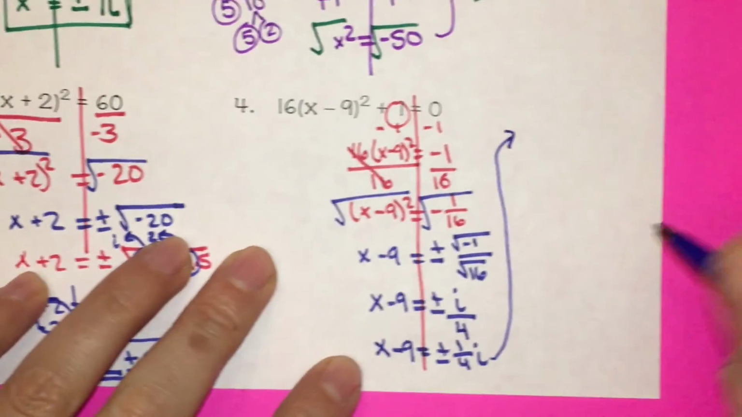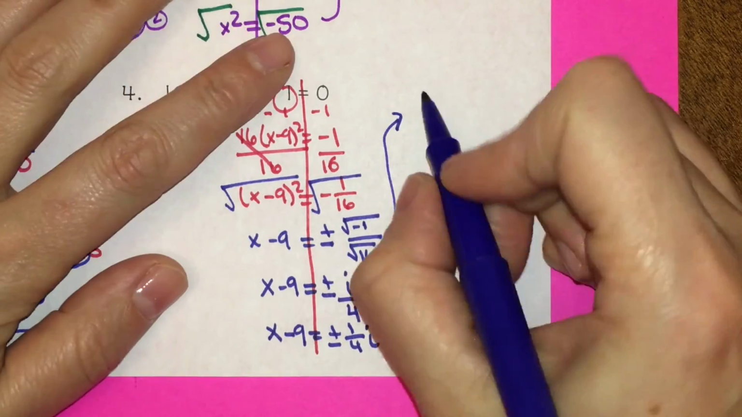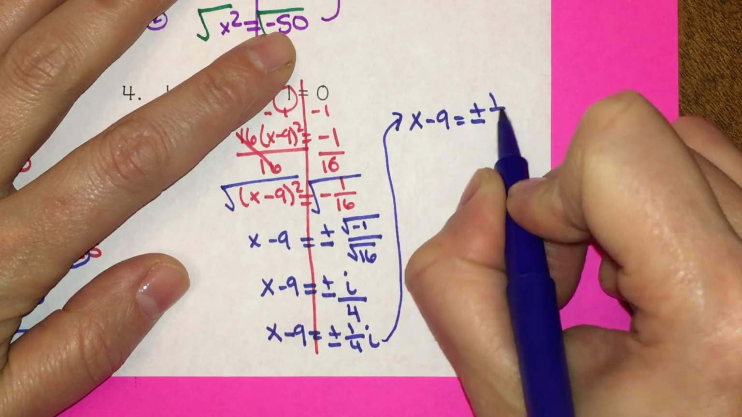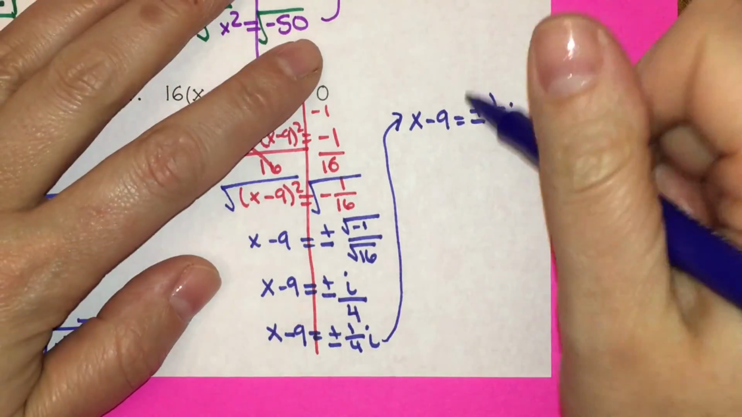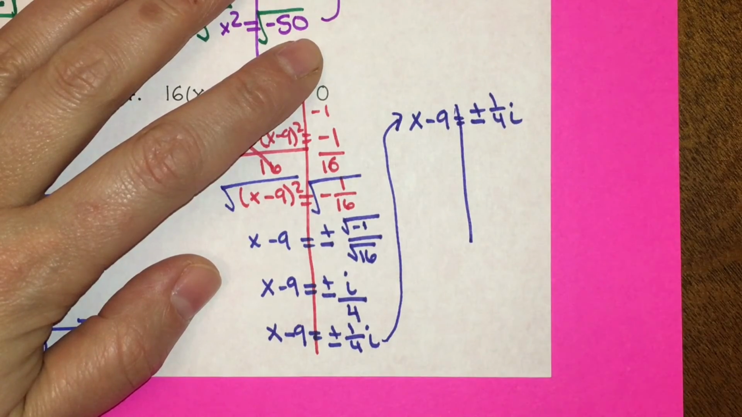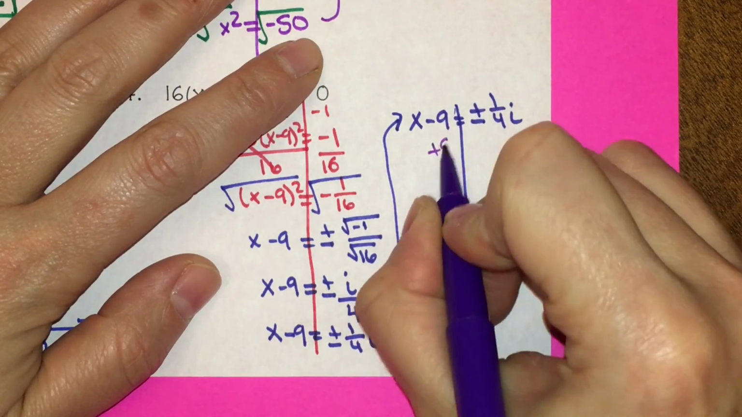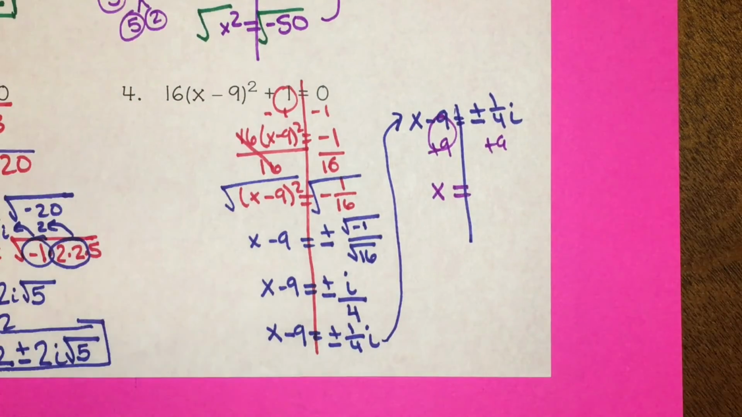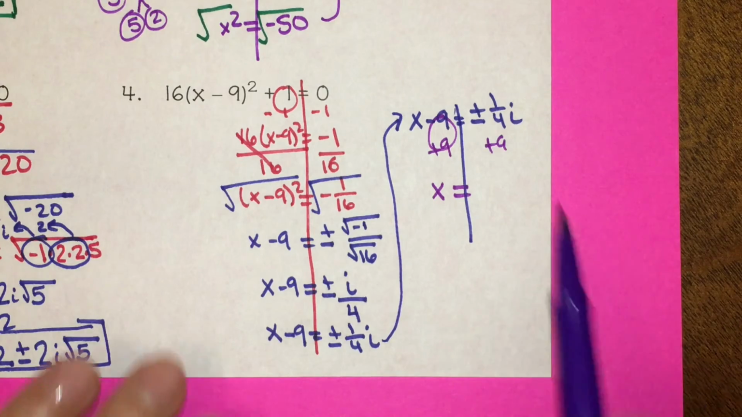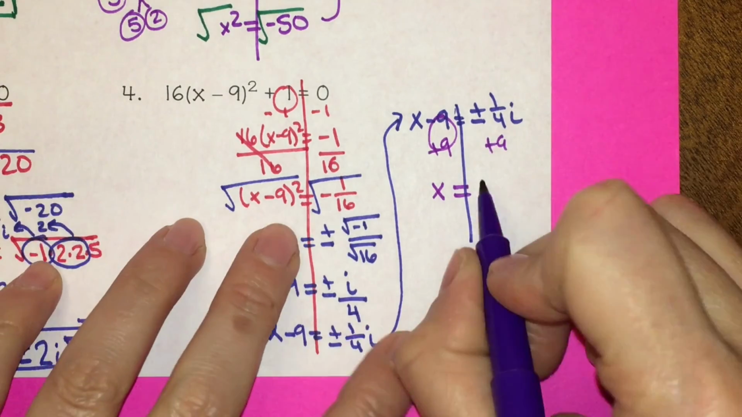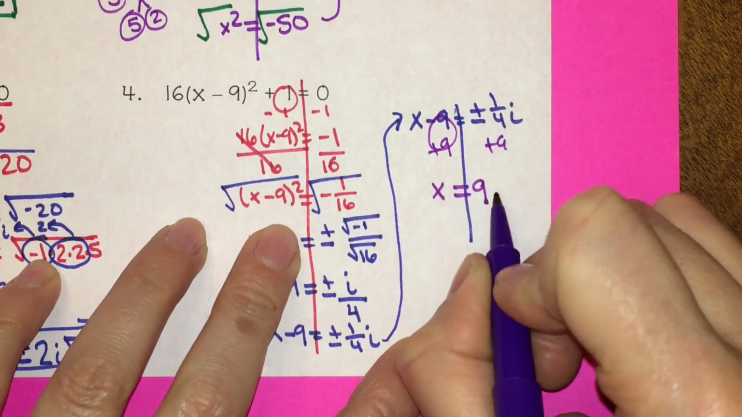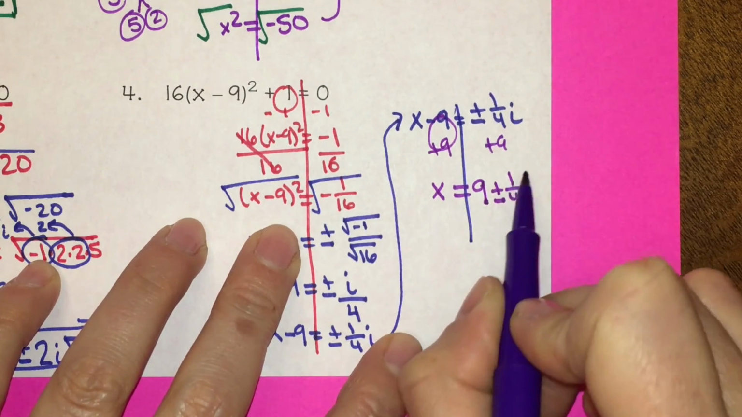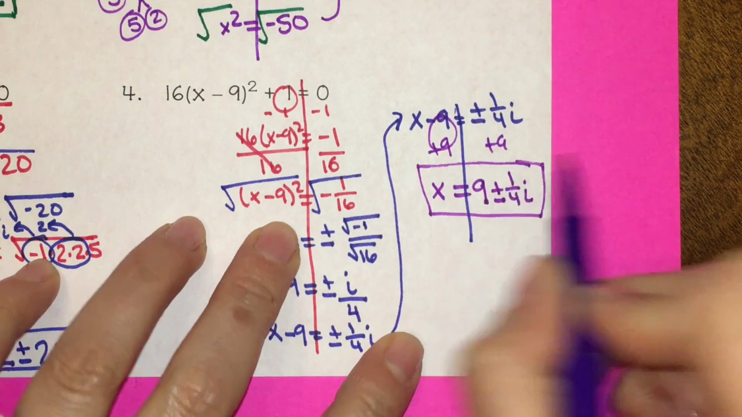Going to rewrite my problem so you can see all the steps. x minus 9 equals plus or minus 1/4 i. Okay. At this point, I need to add 9 to both sides. So I have x equals, okay, this is my answer. Remember in the one before I said put that number in front of your i term. So we have a positive 9 plus or minus 1/4 i. And that is how you want to write your answer.